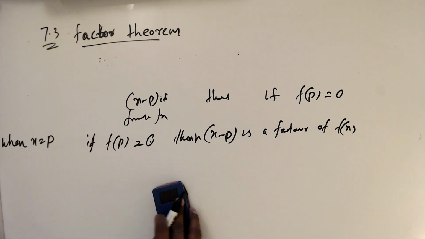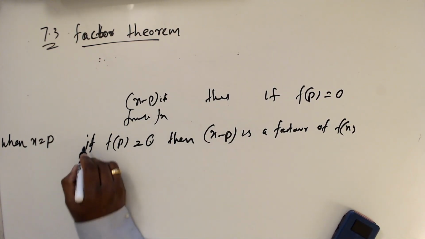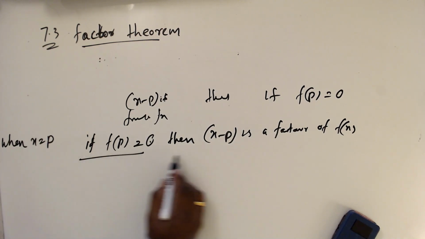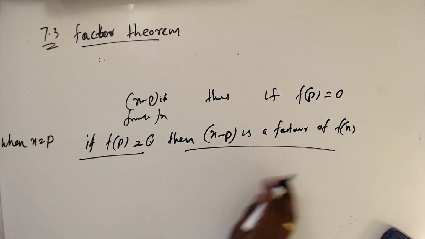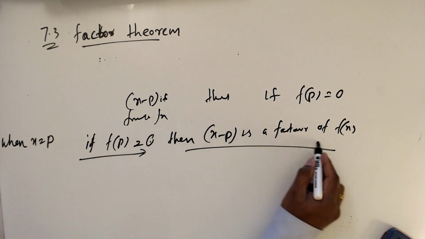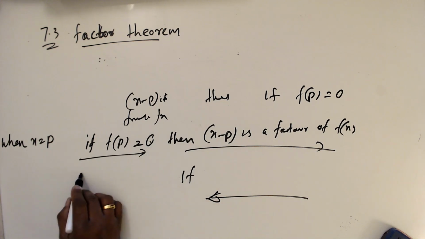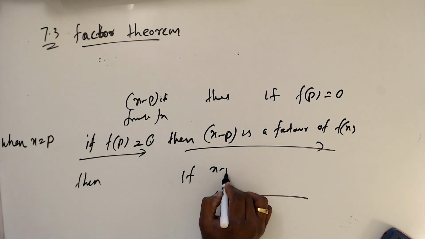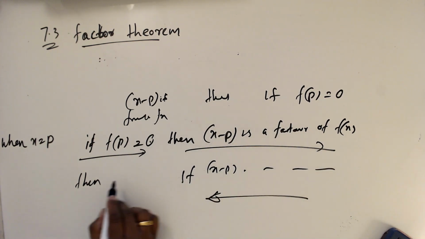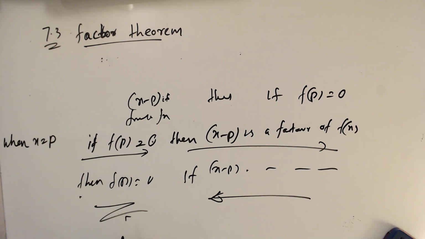then can you see that f(p)? When you come to this side, this will become the 'if', and this is the 'then'. If x minus p is a factor, then f(p) equals 0. So this is the factor theorem.